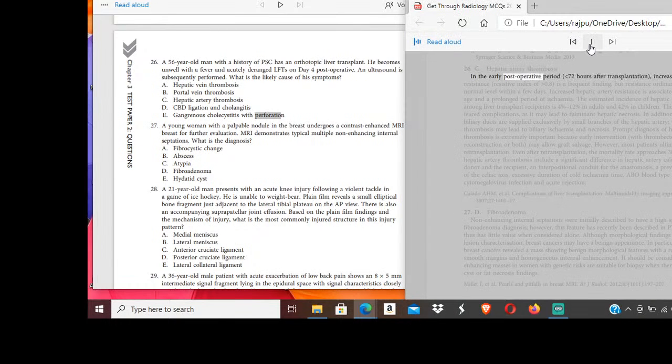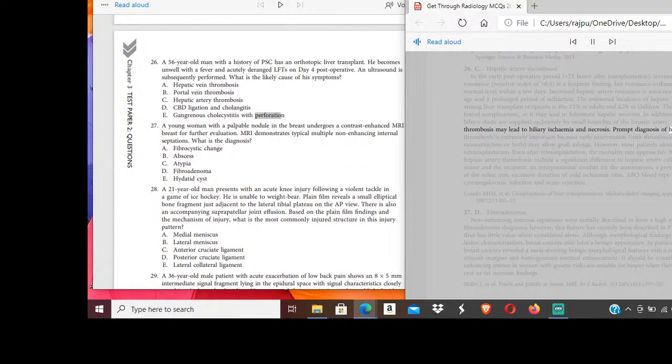Artery thrombosis. In the early postoperative period, within 72 hours after transplantation, increased hepatic artery resistance, resistive index of greater than 0.8, is a frequent finding, but resistance ordinarily returns to a normal level within a few days. Increased hepatic artery resistance is associated with older donor age and a prolonged period of ischemia. The estimated incidence of hepatic artery thrombosis among liver transplant recipients is 4%, 12% in adults and 42% in children. This is one of the most feared complications, as it may lead to fulminant hepatic necrosis. In addition, in liver grafts, biliary ducts are supplied exclusively by small branches of the hepatic artery, therefore arterial thrombosis may lead to biliary ischemia and necrosis.